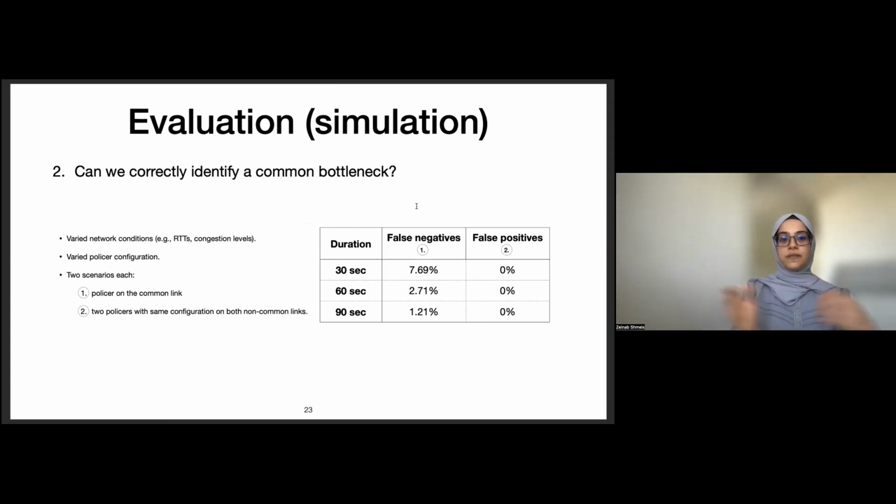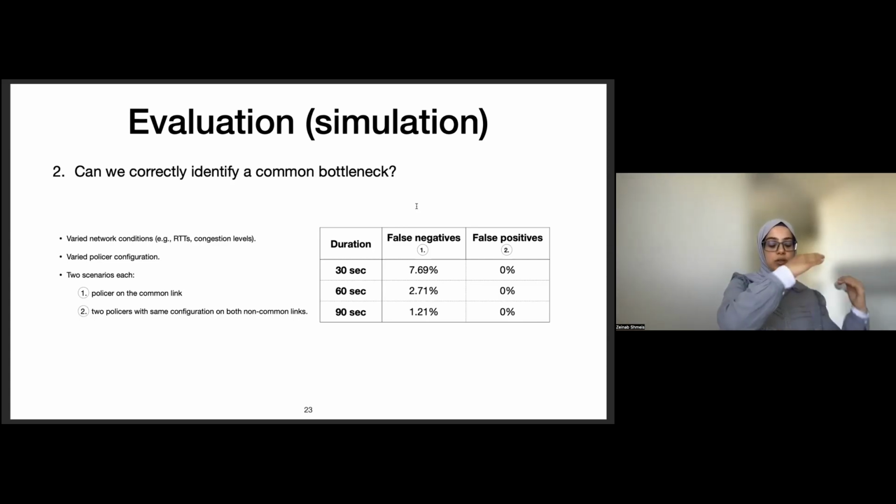In each one of these, we did two scenarios. In one scenario, we placed the policer on the common link, and if we fail to detect that, that is a false negative. In another scenario, we placed the policer on the non-common part of the network, and in this case, if we falsely say that there is a common bottleneck, that's a false positive.